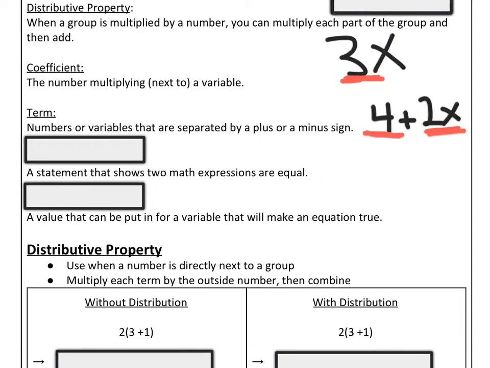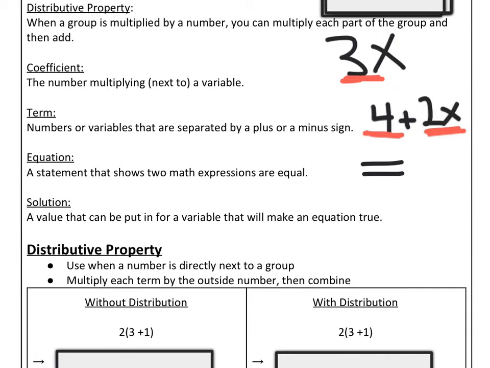Next, if we look at a statement that shows two math expressions are equal, we call this an equation. And we always know we have an equation when we have that equal sign. Equation, equals. It shows two things are equal. Last term, a value that can be put in for a variable that will make an equation true, we say this is a solution, something that will make the equation work.